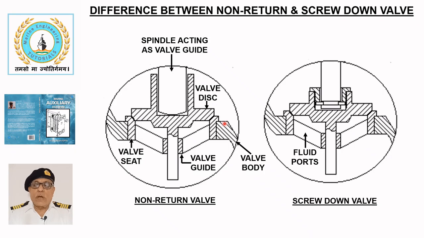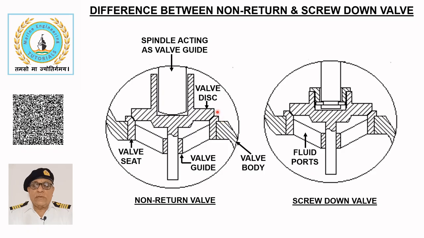In a screw-down non-return valve, the spindle and disc are not connected to each other. The disc is guided to move up or down either by the seat guide or the spindle, although this sketch shows both. The disc is lifted by the force of fluid entering from the bottom through the fluid ports and is seated by its own weight when the flow stops or reverses.